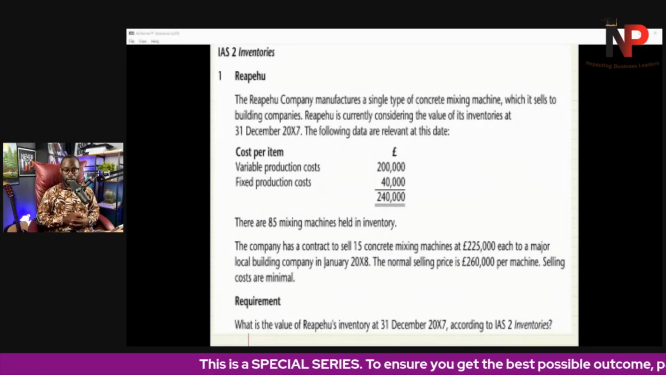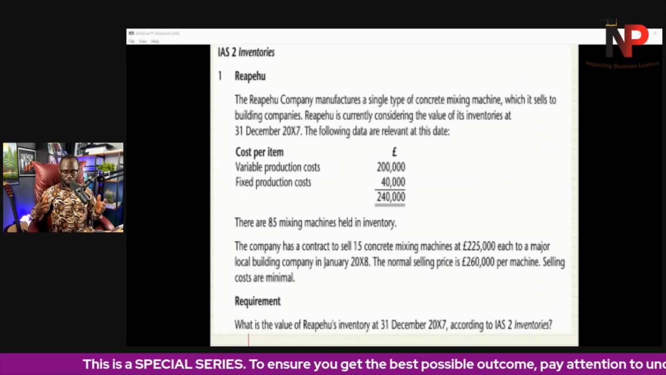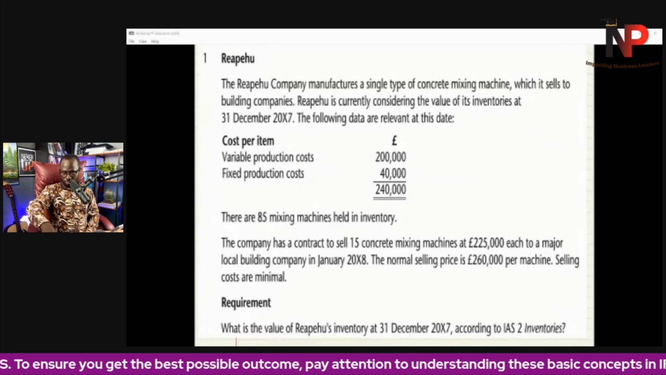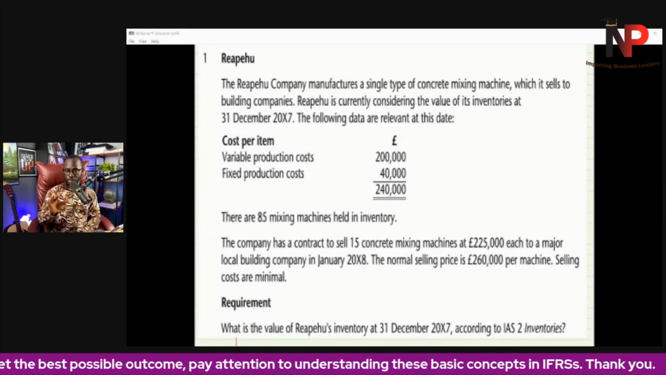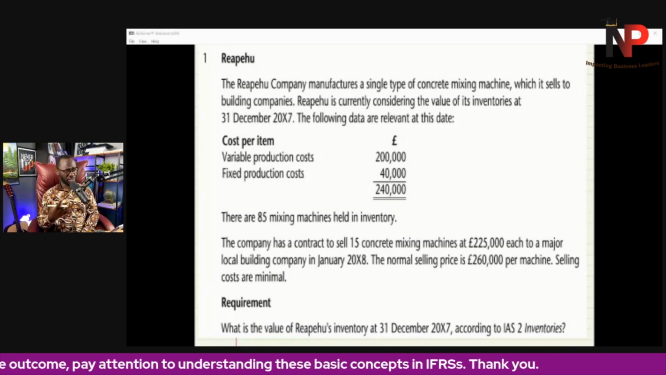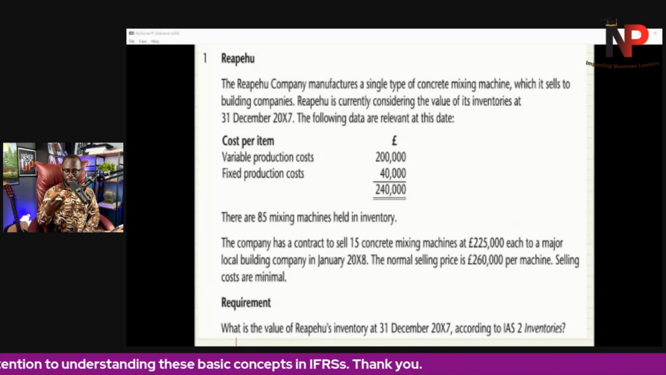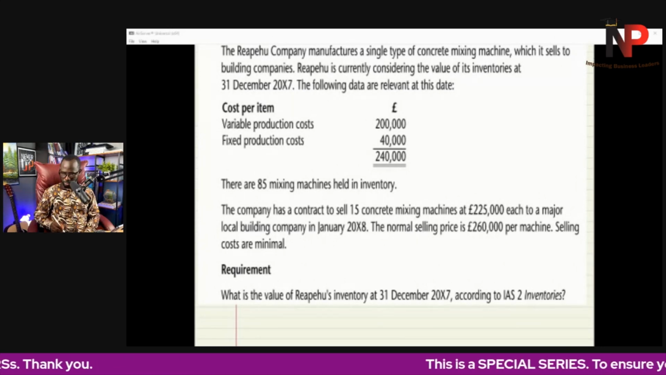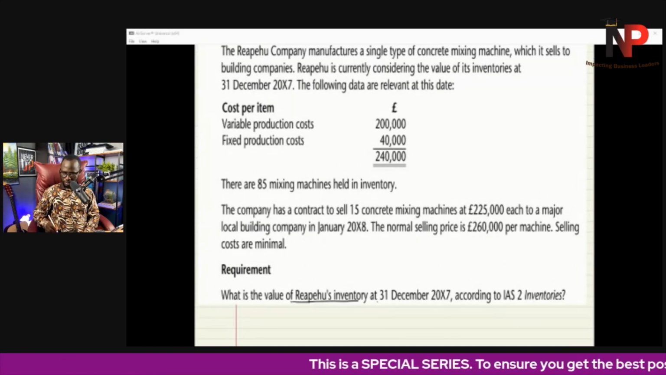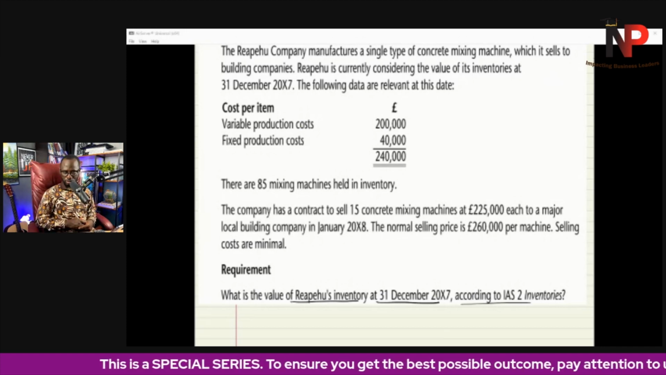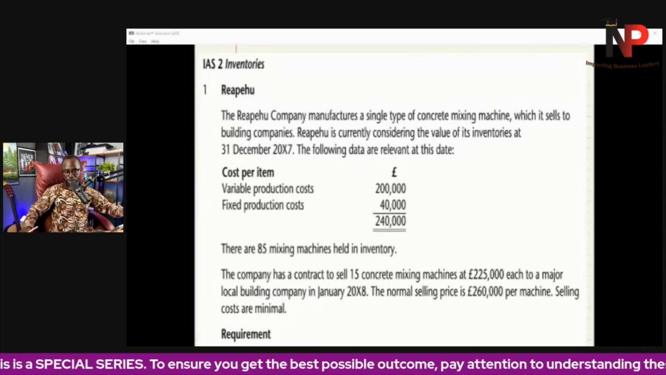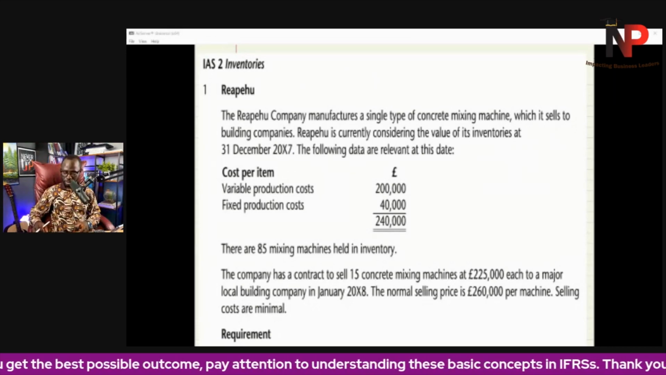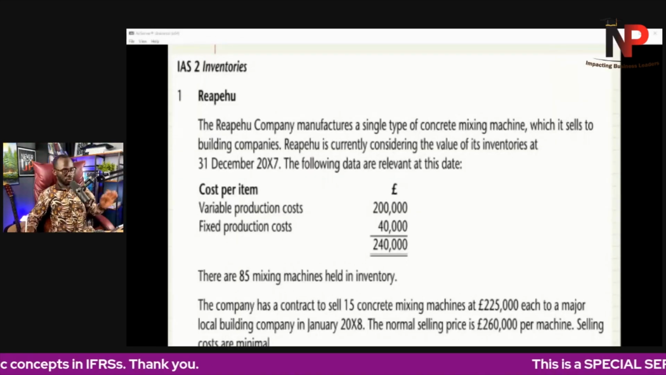So let's look at another question in relation to the inventory and see how the standard plays out. I want you to stay carefully with me here because the structure of the question sometimes determines the way we work out. What is the value of Repeho's inventory at 31st December 20X7 according to IAS 2 Inventories? Again, know the principle, lower of cost and net realizable value. That's basically what we need to do. Repeho. So what do we have?